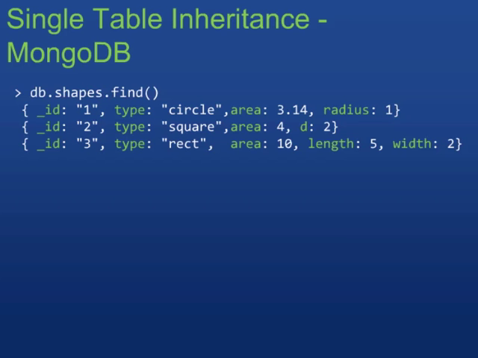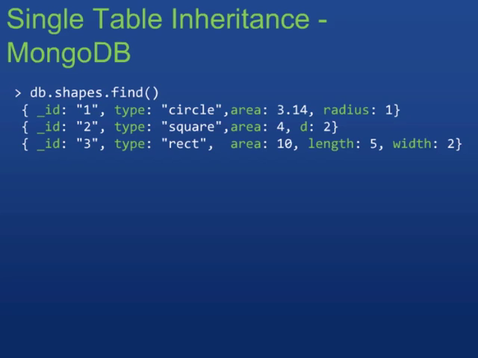Well, in Mongo, because every document can have its own attributes, there's no need to do this sort of sparse table model inside of Mongo. So when I say db.shapes.find, here you'll see I've got a circle, a square, and a rectangle, and each document, depending on its type, has different attributes. Right? So MongoDB doesn't care what attributes you have inside the documents in a collection. It can query them all just fine.